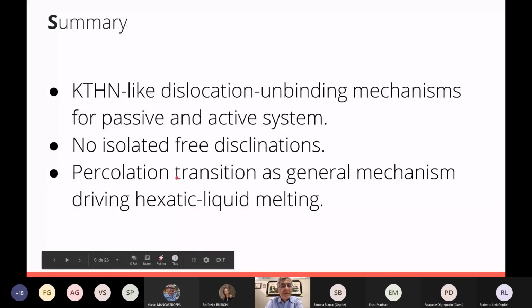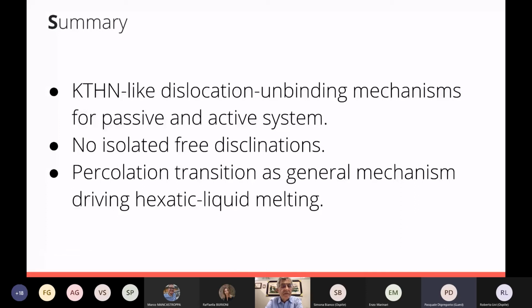It seems that most of your results are valid both for passive and active systems. Is there something where they are crucially different? Well, yes, of course, because I didn't have the time to show you, but compared to the passive case, the active particle system shows a lot of interesting phenomena which are not present in the passive case.